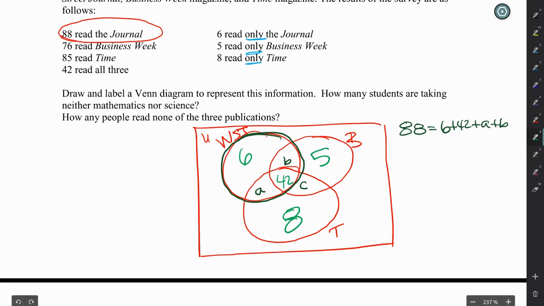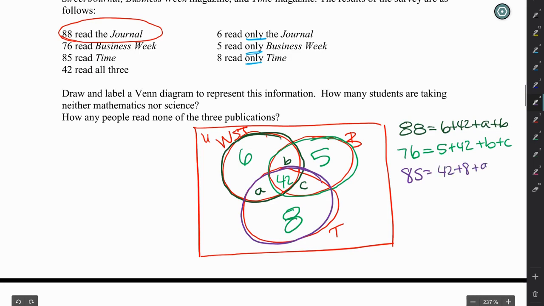Next, we know that Business Week has to add up to 76. So this whole circle has to be 76. 76 equals 5 plus 42 plus B plus C. Then our last one is Time. Time has to add up to 85. So 85 equals 42 plus 8 plus A plus C. So if we clean those up, we get A plus C equals 40. A plus B equals 29. B plus C equals 35.